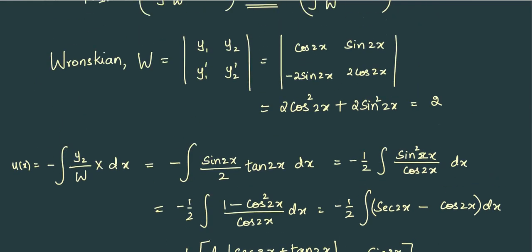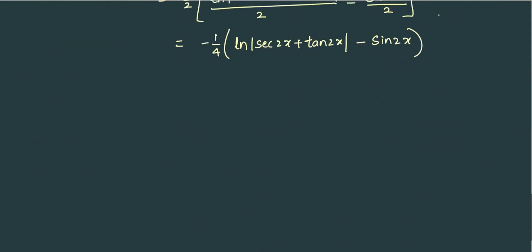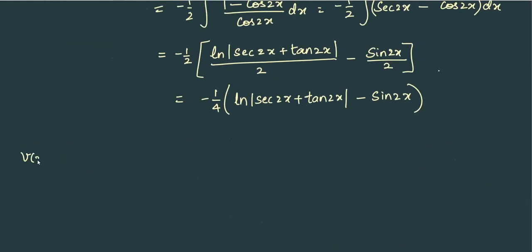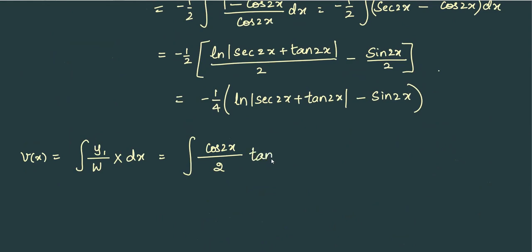Now let us look at v. This is the integral of y1 upon Wronskian times X dx. y1 is cos 2x, the Wronskian value is 2, and the function on the right hand side is tan 2x. This simply reduces to half sin 2x. And the integral of sin 2x is minus cos 2x upon 2.